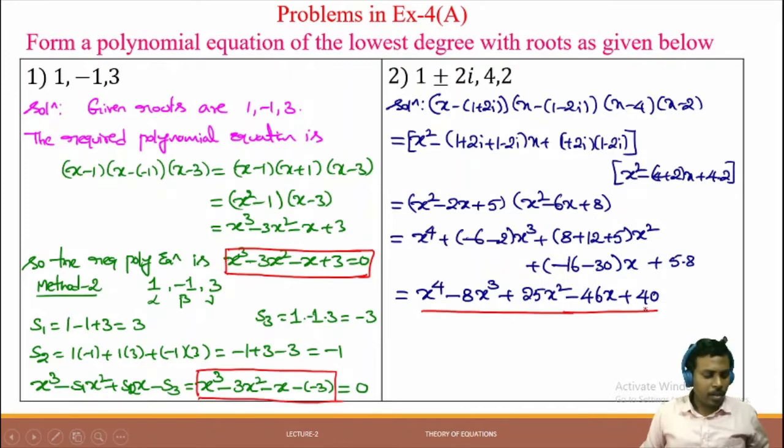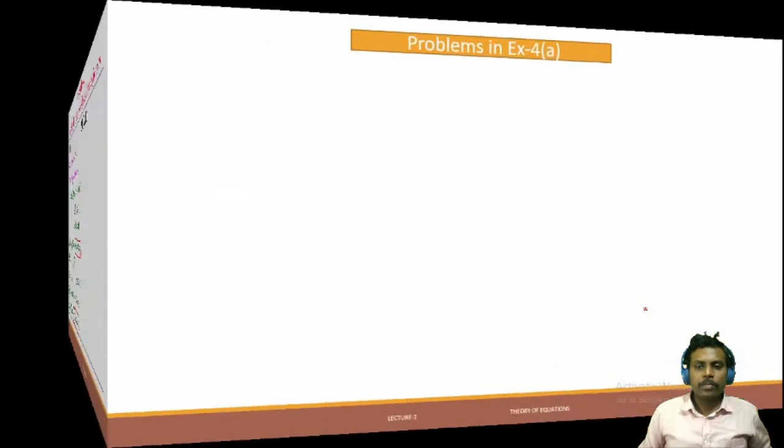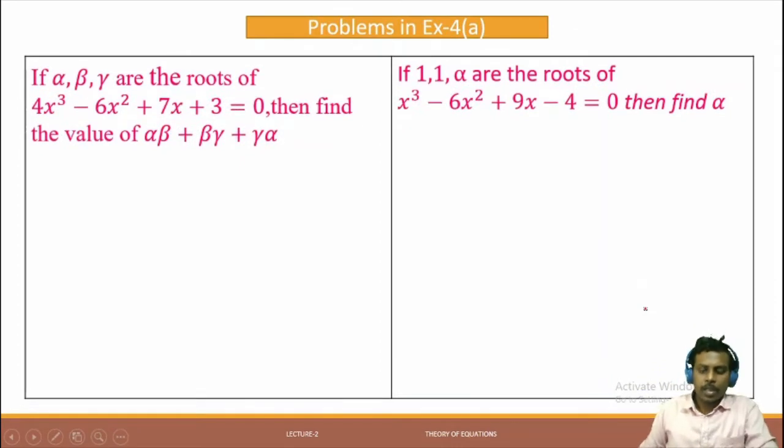Okay, let us solve one more problem. So what is given here? If alpha, beta, gamma are the roots of the cubic equation 4x cube minus 6x square plus 7x plus 3 is equal to 0, then find the value of alpha beta plus beta gamma plus gamma into alpha. This is nothing but what? So they have asked S2 here.